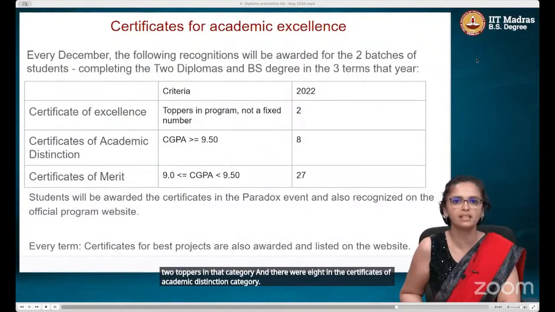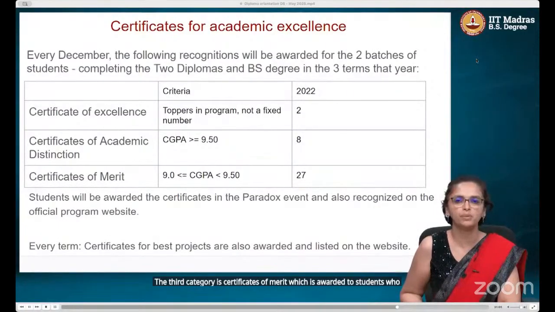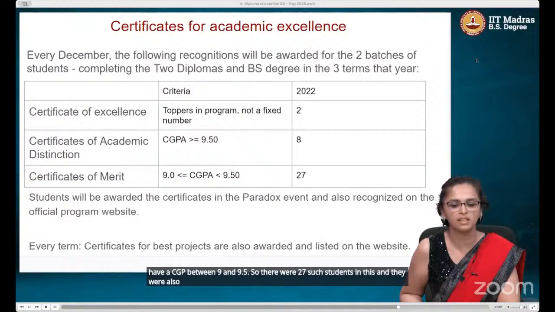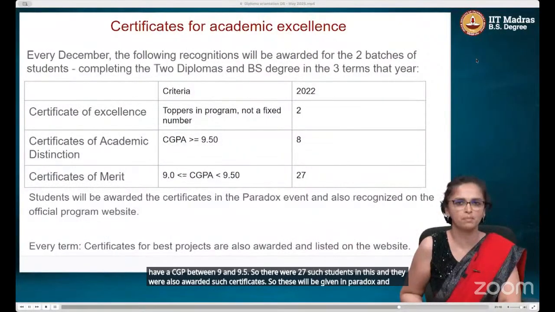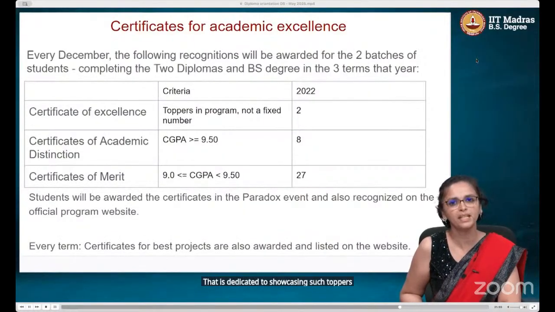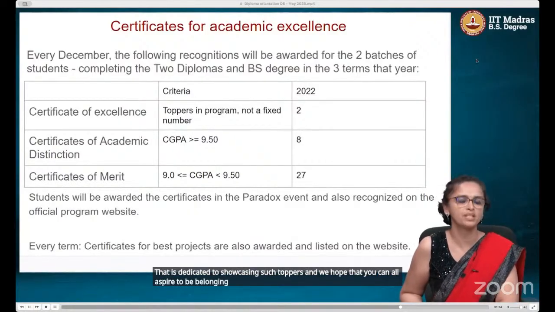The third category is Certificates of Merit, which is awarded to students who have a CGPA between 9 and 9.5. There were 27 such students, and they were also awarded such certificates. These will be given in Paradox, and we also have a web page on our website dedicated to showcasing such toppers, and we hope that you can all aspire to belong in this category. Keep your CGPA up there.